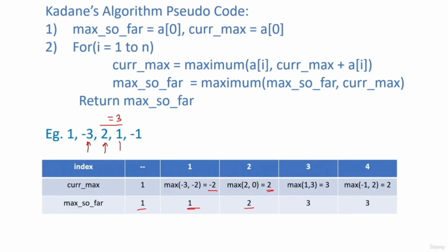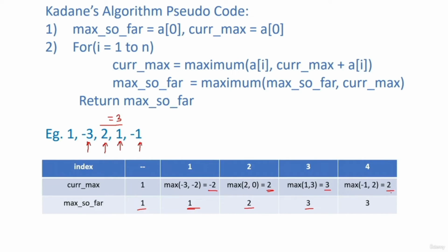Similarly, for this 1, we are getting current max equal to 3, which is greater than 2. That's why the max so far value also increases to 3. And in the end, we have -1. So we are comparing -1 with 2, which is 3 minus 1, and we are getting the maximum 2.